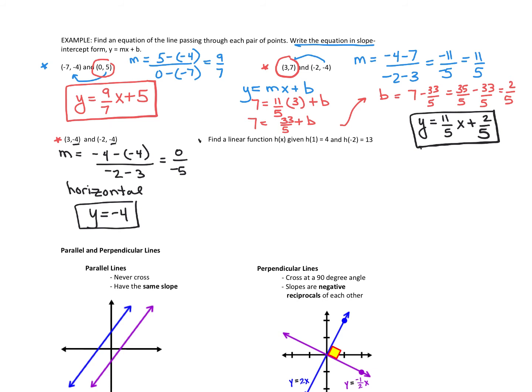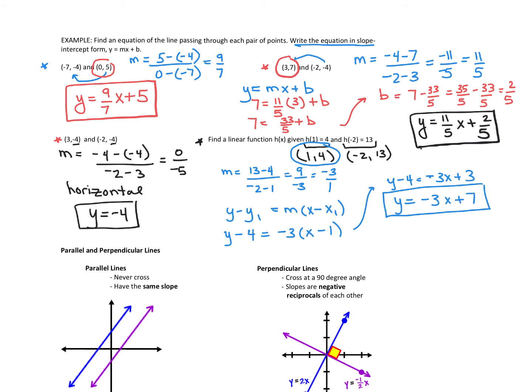This next one is slightly different, only because these are given in function notation. Find a linear function h of x, where h of 1 is 4 and h of -2 is 13, but you should remember that this is just the ordered pair 1, 4 and -2, 13. So pause your video again, and I will work it out, and then you can check yourself.